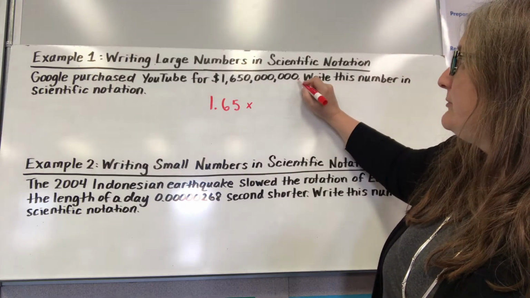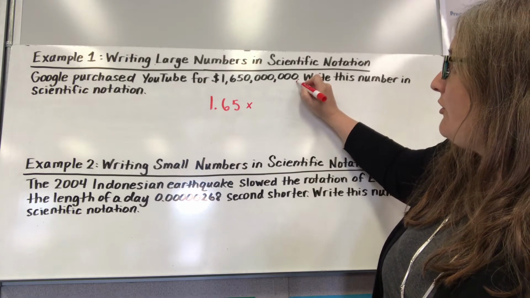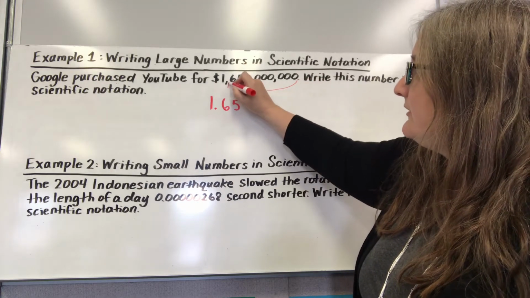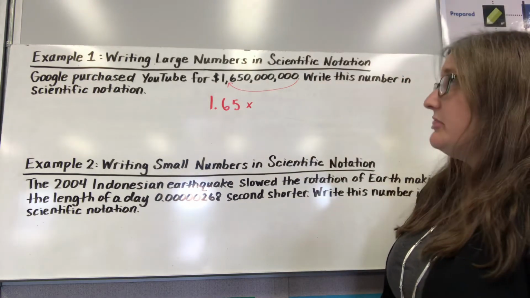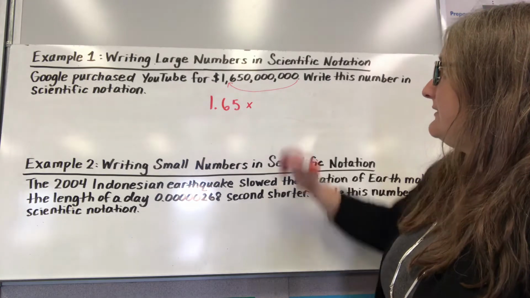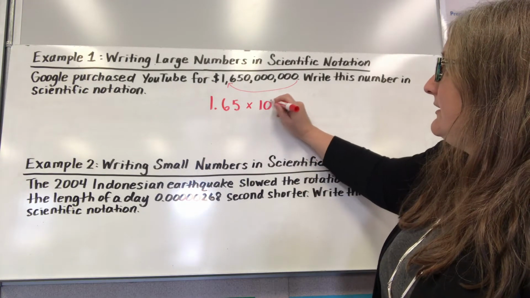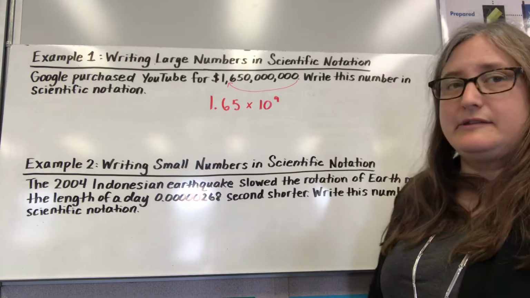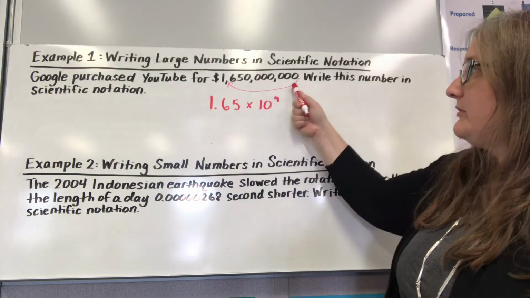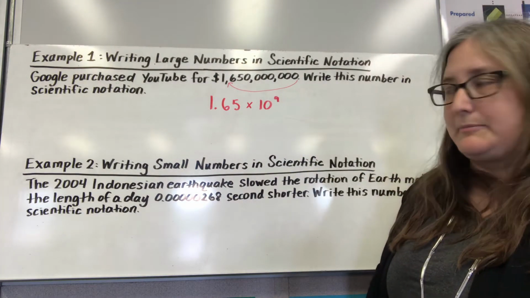Since my decimal is moving from the end all the way to between the 1 and the 6, I'm moving it to the left, and I have to count up how many spaces. I'm moving it 9 spaces. So 10 to the 9th. This is a big number to start with. It should have a positive exponent.